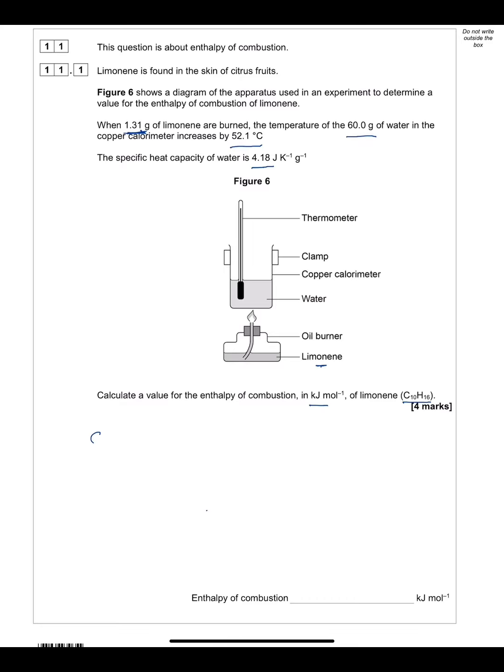First, we need to calculate Q, and Q equals mc delta T. M here is the mass of water, which is the 60 gram, and this is times the specific heat capacity of water, so this is times 4.18, and times the delta T, the change in the temperature, which is the 52.1. The value of Q is 13066.68 joule.